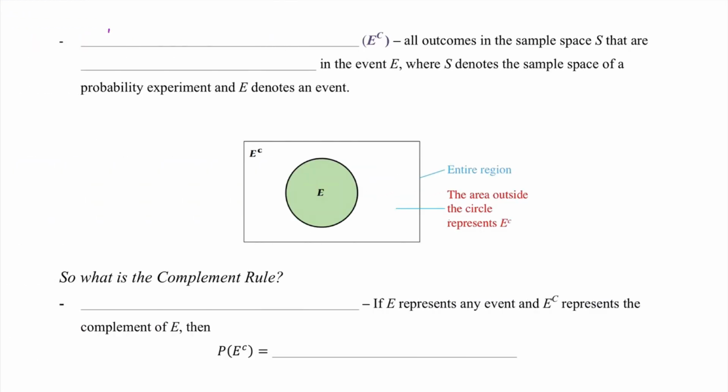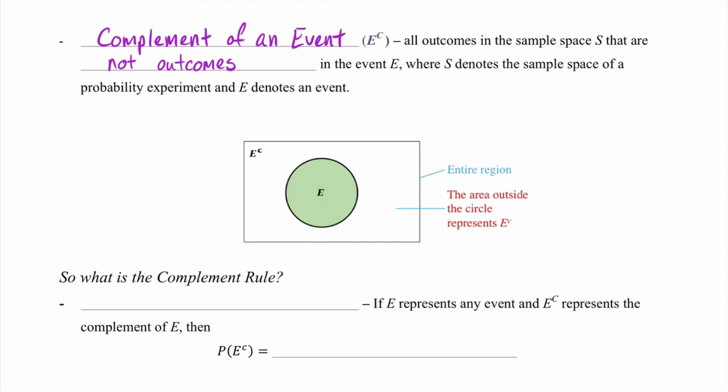And that takes us to our conversation about the complement of an event. The complement of an event, which we call E^C, would be all outcomes in the sample space S that are not outcomes in the event E, where S denotes the sample space of a probability experiment and E denotes some event. You see the visual representation. We're going to have some defined event E, and the complement is simply the outcomes that are not in E.